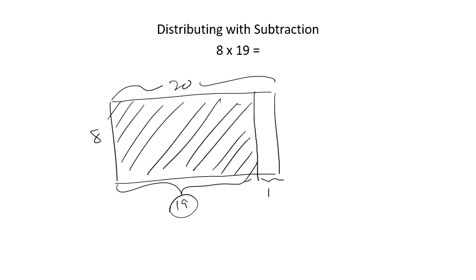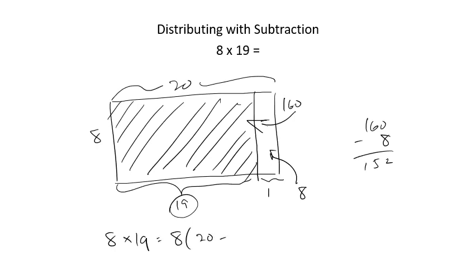Well, the 8 times 20, the full rectangle, is going to be 160. That's the full rectangle in here. And I know this amount in here is 8 times 1, or 8. So I could think of this as 160 minus 8, which is 152. So what I've done is, I've done 8 times 19 is the same as 8 times 20 minus 1. And then when I do this distribution here, this is 160 minus 8 is 152.